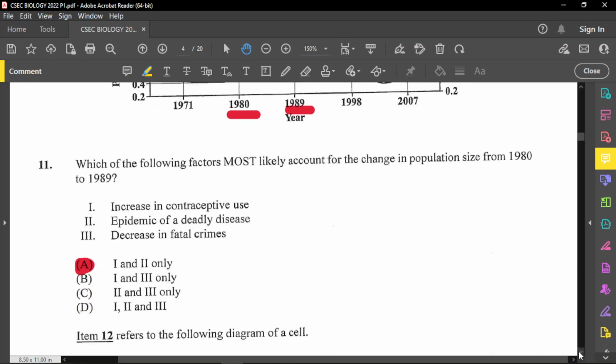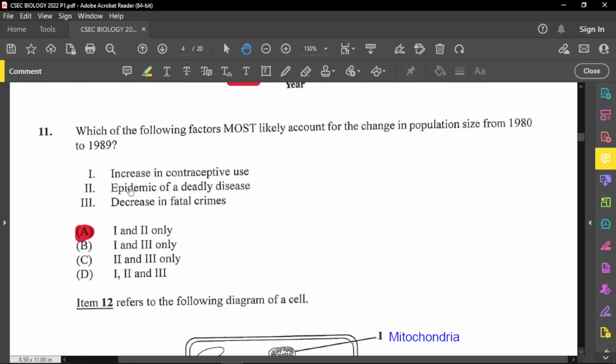Again, I'm sure I've seen this question before. So this is more like a repeat question. Yes, it is. And so here we have increase in contraceptive. And if you have more contraceptives, then definitely going to reduce population, right? And so epidemic of deadly diseases, definitely. Yeah. And so decrease in fatal crimes. If you decrease crime, then you should have increased population, right? So 1 and 2 will be the most likely cause of declining or a decrease in the population. So definitely A is the answer. All right. So question number 12.